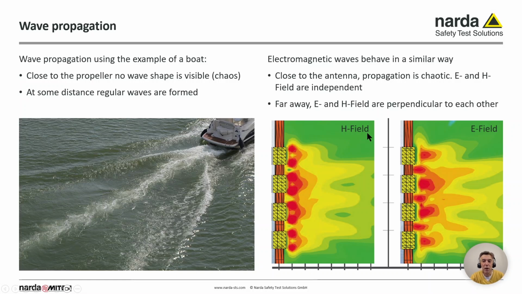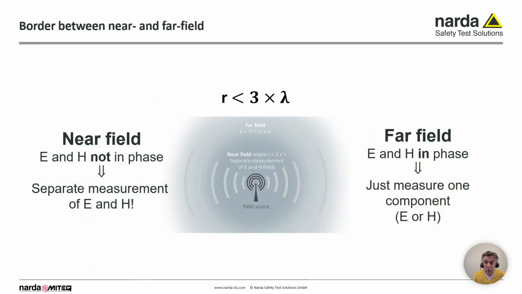When we go a distance away from the antenna, then the electric field and the magnetic field are no longer independent from each other, but they depend on each other. They are perpendicular to each other. And then it's enough to measure one of the components and you will be able to calculate the other component. So you measure, for example, the electric field, and you can calculate the magnetic field. Close to the antenna, this is not possible. Okay, so now the next question which pops up is: where is close and where is far?